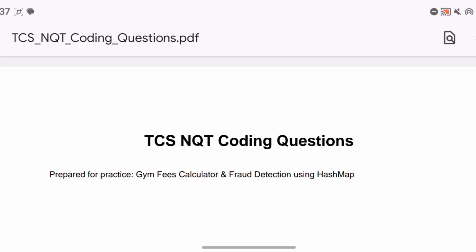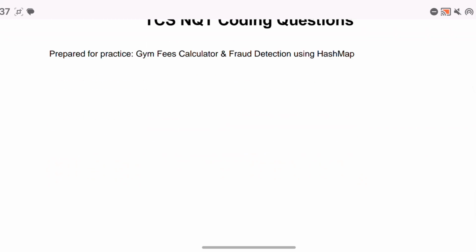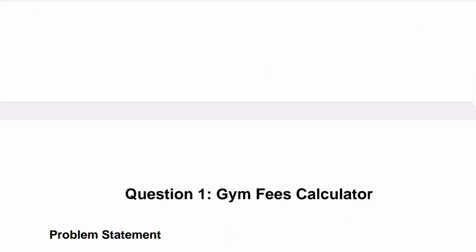Today I am solving two very important coding questions that are frequently asked in TCS NQT and also asked in TCS. If you understand these two, you will learn greedy approach, HashMap and the real TCS level thinking. So watch till the end because I'll also cover tricky test cases that most people get wrong. So let's start with the first question.